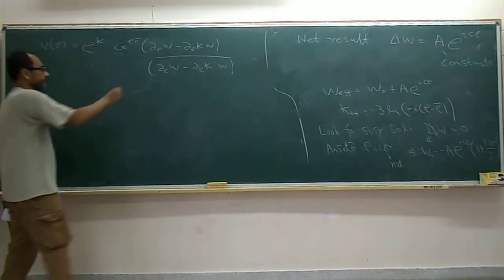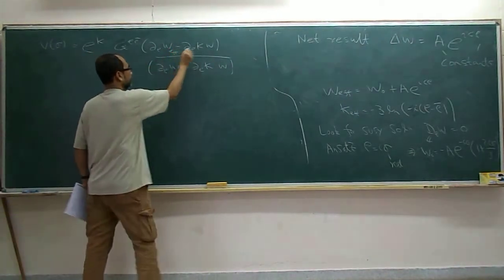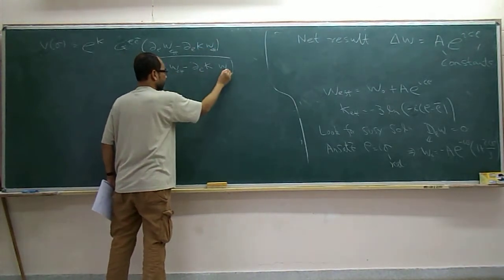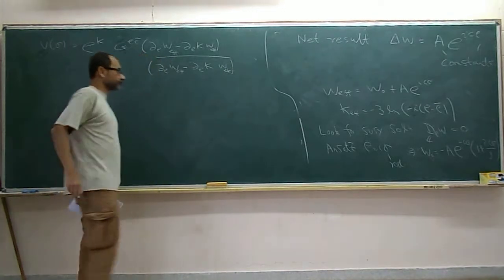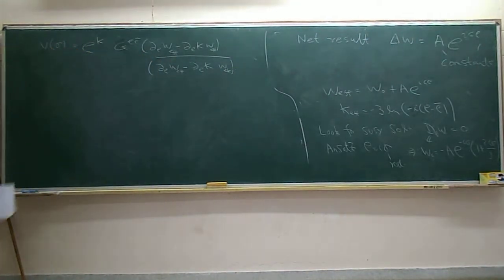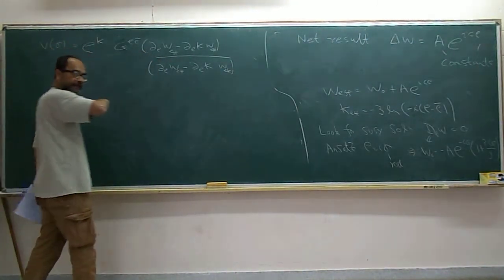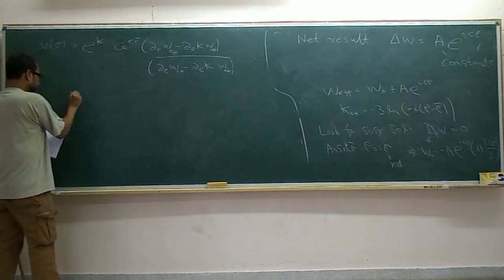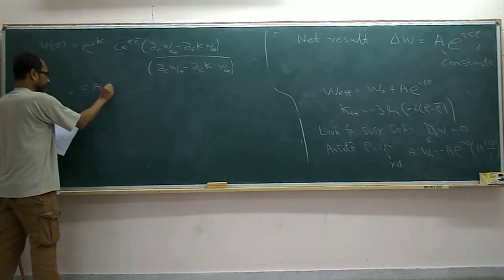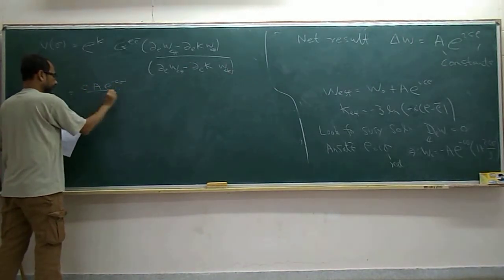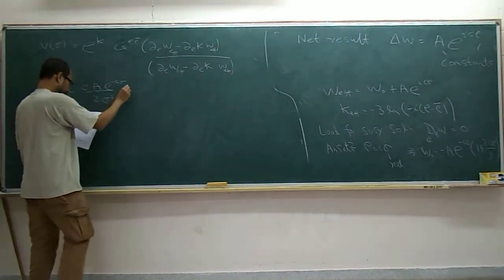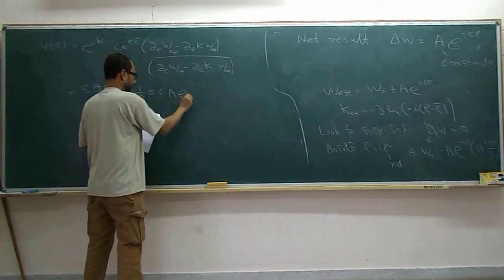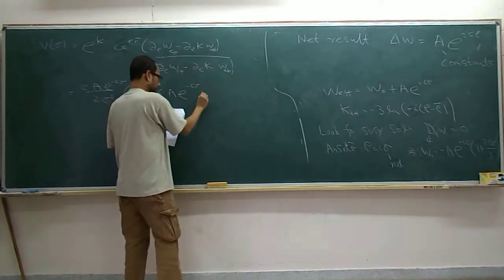This is W effective, which is the W naught plus whatever we have found. So this you can easily work out because we know what W effective is. You know what K is, and this is given by C A minus C sigma by 2 sigma square, 1/3 sigma C A minus C sigma plus W naught.